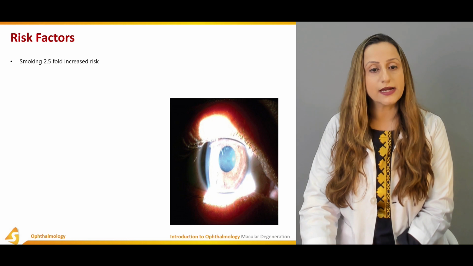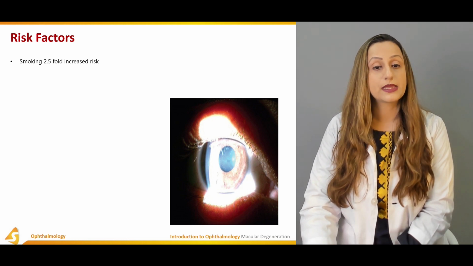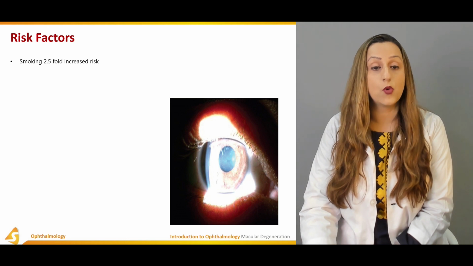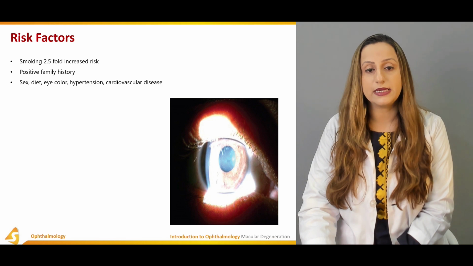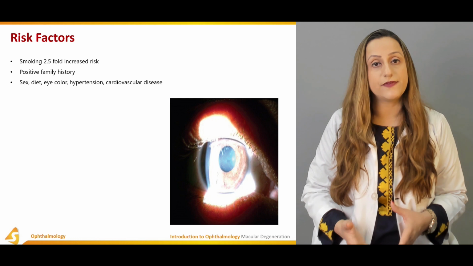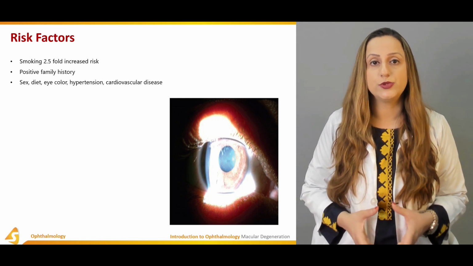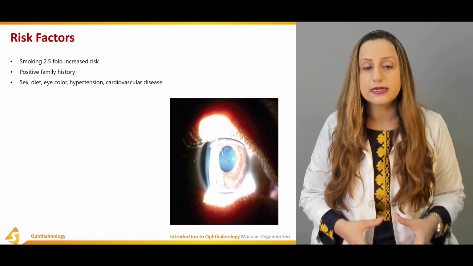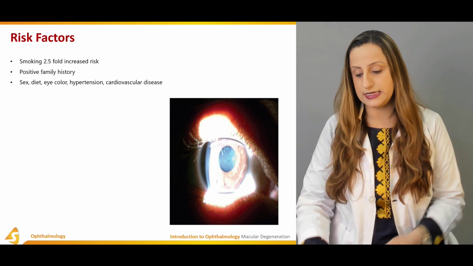So the risk factors include smoking, which increases the risk almost 2.5-fold. A positive family history is again one of the risk factors that makes a person more prone to the development of macular degeneration. The other risk factors include the sex of the individual, the diet, the eye color, hypertension, and cardiovascular diseases.